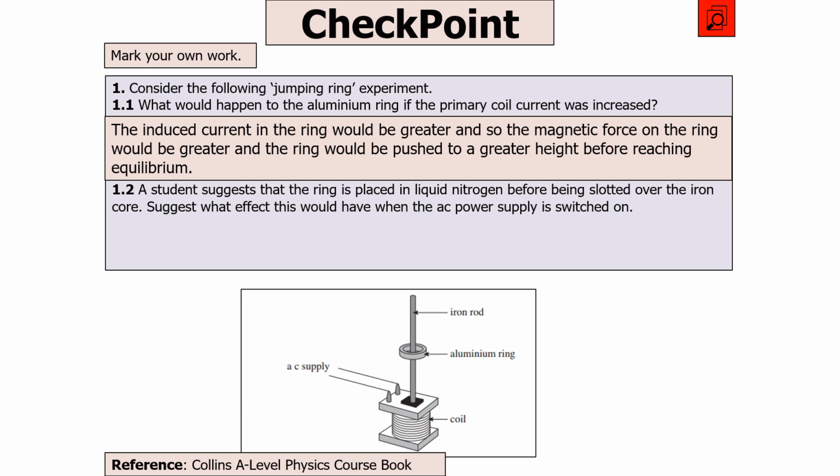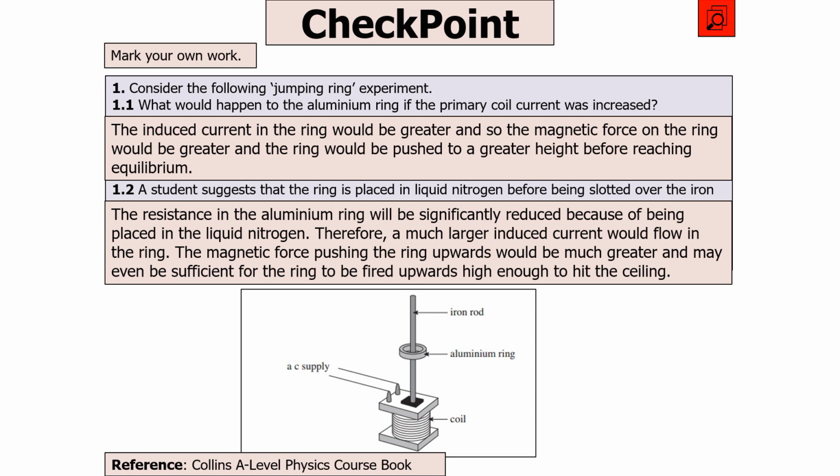Okay. Now what would happen if you put the liquid nitrogen in? Well, if you put the liquid nitrogen in, then the resistance in the ring itself will be reduced because it's at a much lower, colder temperature, so therefore a much larger induced current will flow in the ring, so therefore the magnetic force pushing the ring upwards will be even greater, so it might even go up and hit the ceiling because you've got such an upwards magnetic force, because the resistance will be so low in that particular aluminium ring.